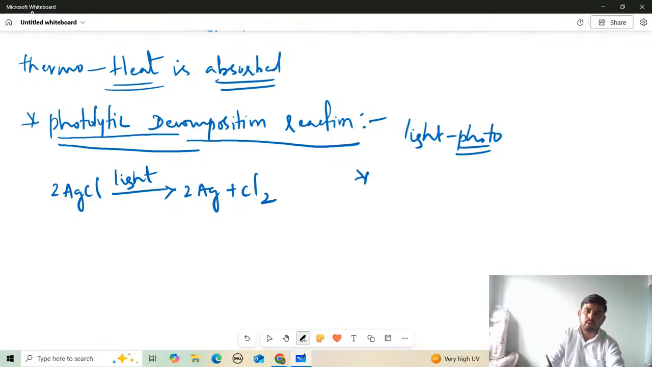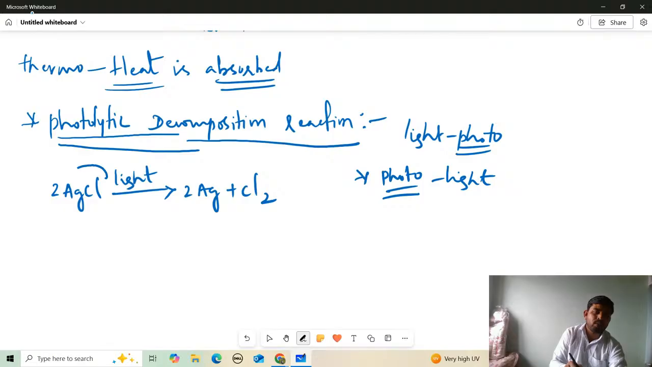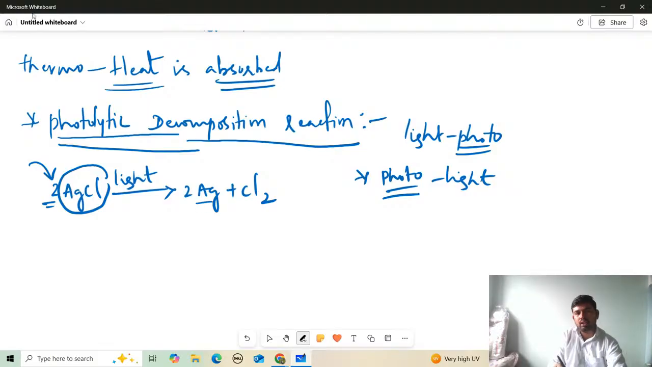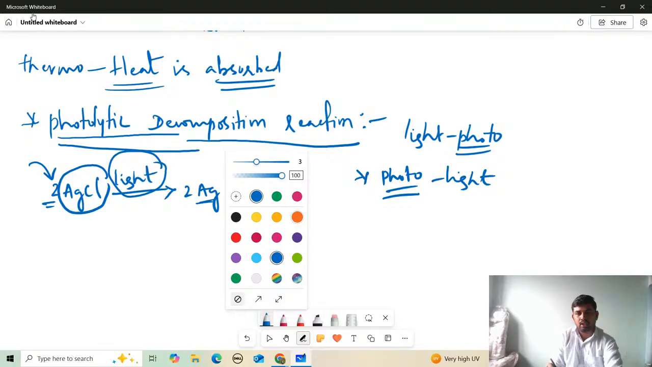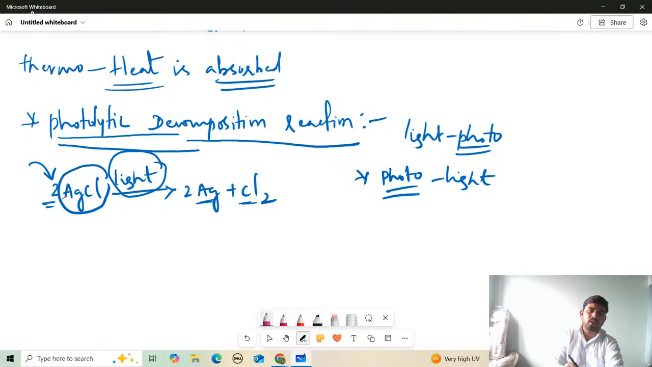So photo means light energy. You see how many reactants are there? One reactant. Don't think there are two reactants; the 2 is there for balancing. So AgCl produces Ag and Cl2 gas in the presence of light energy. Again absorption of energy is taking place. That's why it is also endothermic in nature, and this kind of reaction is a decomposition reaction. Photo means light energy, so light energy is absorbed.